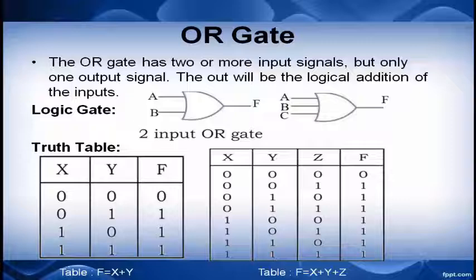Here another truth table is there, that is the 3 variable truth table. F is the output. F means x plus y plus z. When we give the input signals x, y and z as 0, the output is 0. If any one of the input signals is 1, the output is 1.